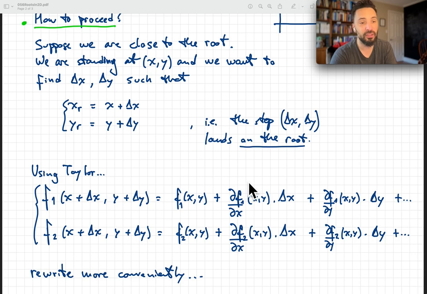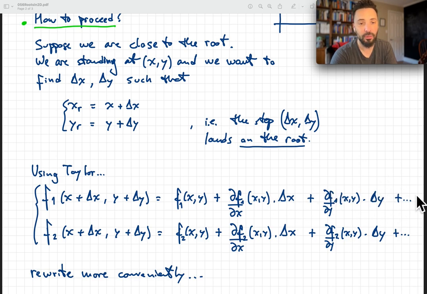So there's going to be changes in the x and y directions, delta x and delta y, that will affect the value of f1. And so there will be the first derivative of f1 with respect to x times delta x. That derivative is evaluated at our reference point (x, y). And then we have the derivative of f1 with respect to y, again evaluated at the reference point (x, y), times delta y. So this is a typical two-dimensional Taylor expansion chopped off here at first order.